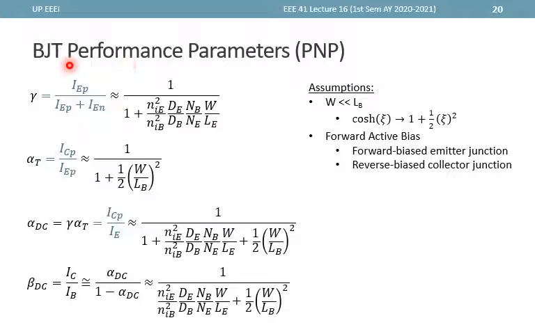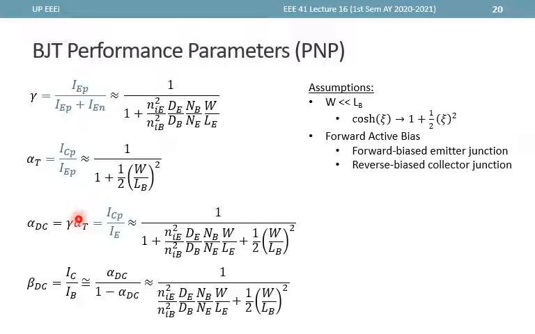So alpha T is approximately this term. Again, if we want alpha T to reach its ideal value of 1, then this thing should be very small, and W should be much smaller than LB to achieve that. Although we are already assuming W is much less than LB in these two cases, we simply include this one to get the first degree approximation for alpha T.